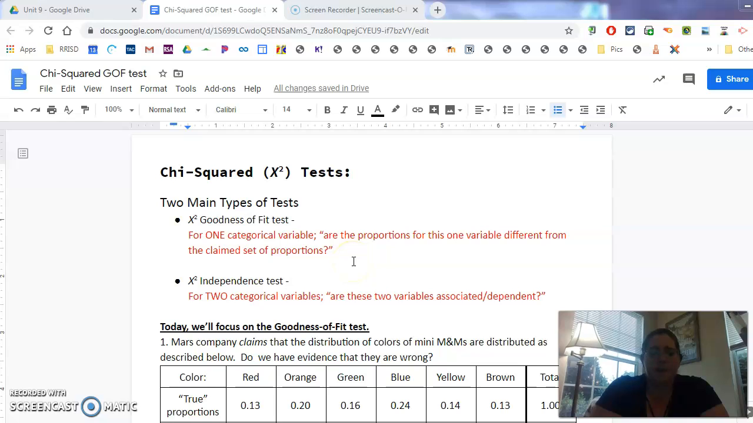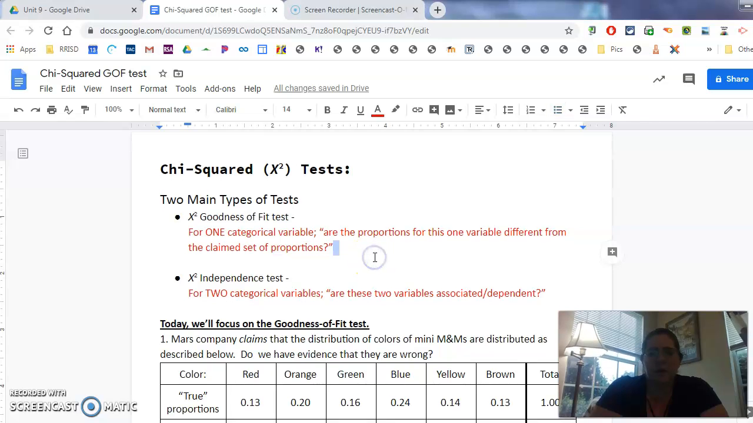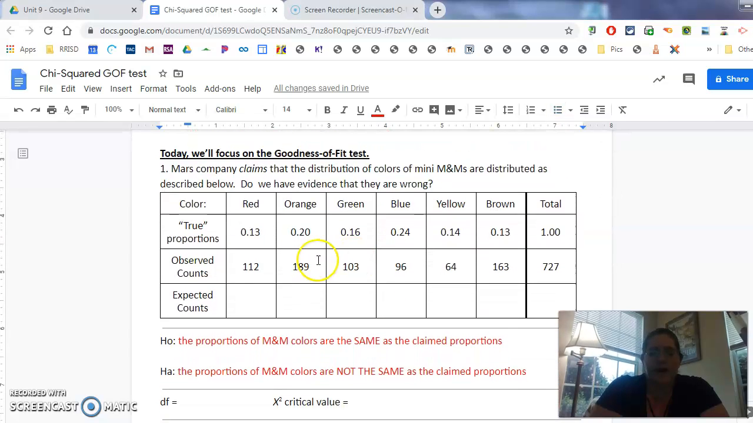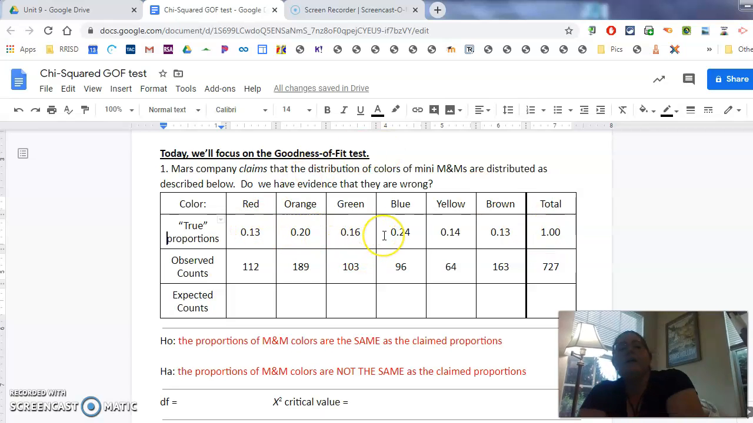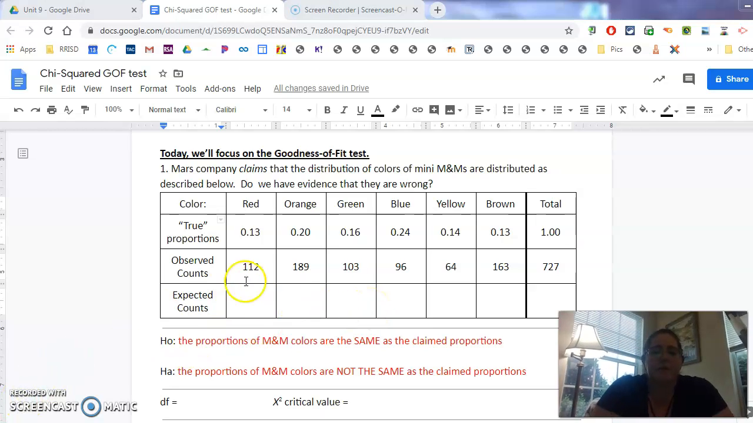So this first example, and this is the one that we actually took some data in class, if you remember, we have Mars Company claims that the distribution of colors of their mini M&Ms are distributed with the following proportions. So 13% red, 20% orange, etc. And we have these observed values from data we collected. These were numbers I made up, actually. So yeah, these were numbers that I made up, but they were similar to the ones we collected in class.